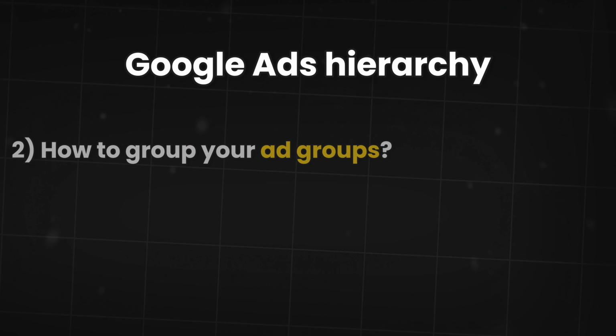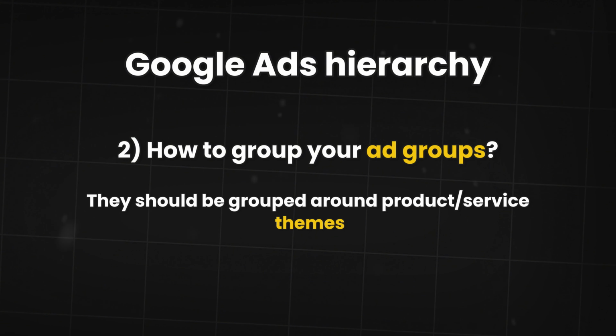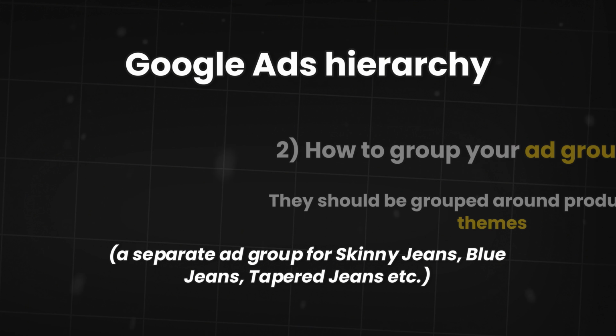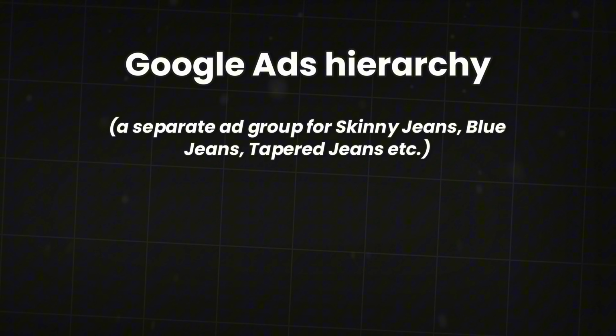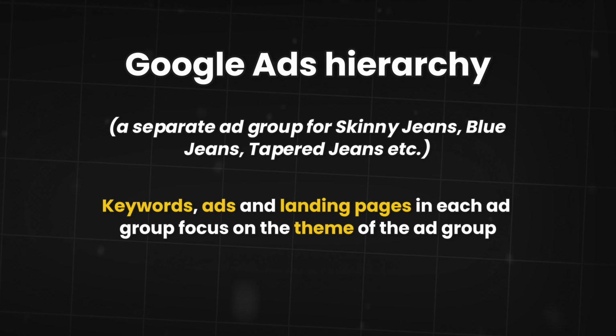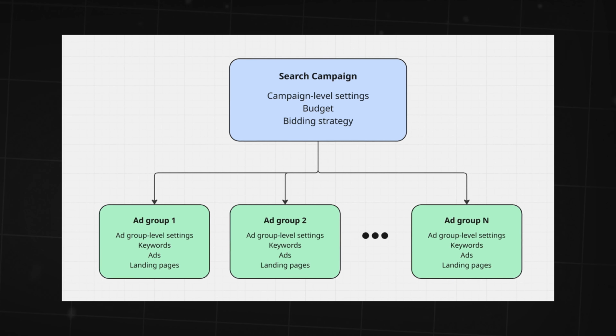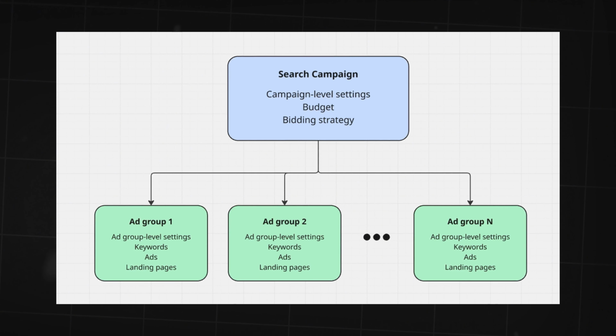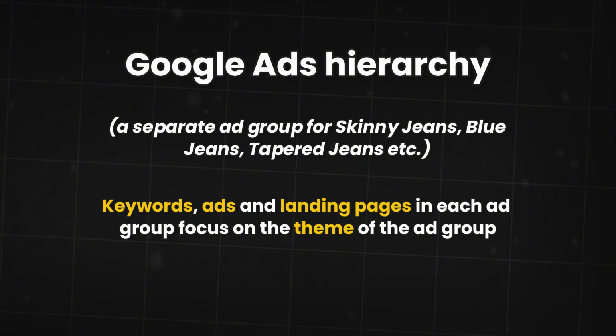Now, when it comes to how to group your ad groups, they should be grouped around a tightly themed set of keywords with highly relevant ads and landing pages. In my example of a campaign for jeans, I would create a separate ad group for skinny jeans, tapered jeans, blue jeans, and so on. And for each ad group, I would add relevant keywords and I would craft a super specific ad for these specific keywords, meaning in my skinny jeans ad group, my keywords and my ads would be focused on skinny jeans, and I would also use a skinny jeans themed landing page as well.